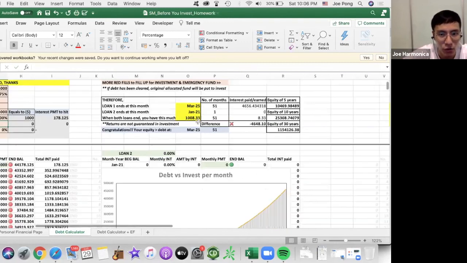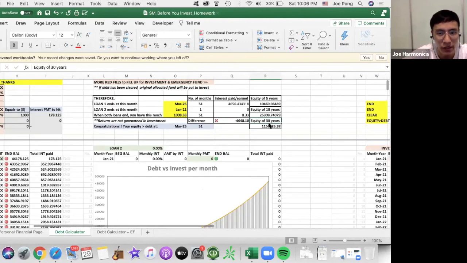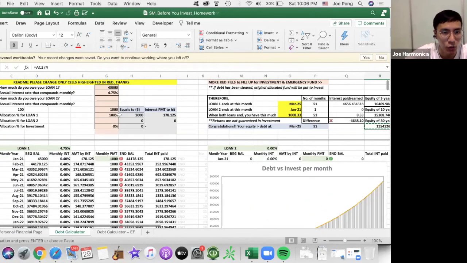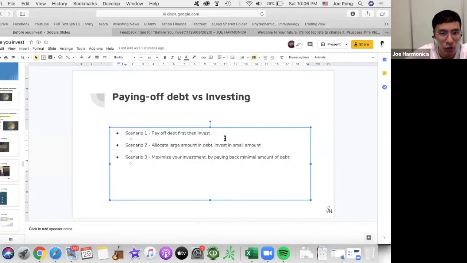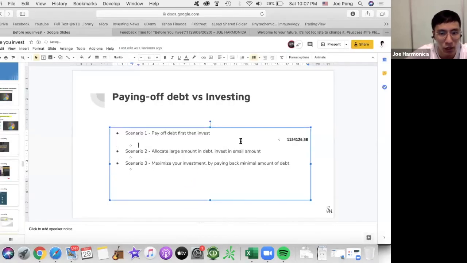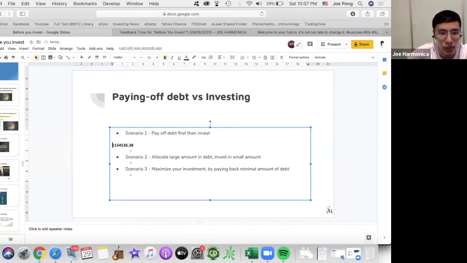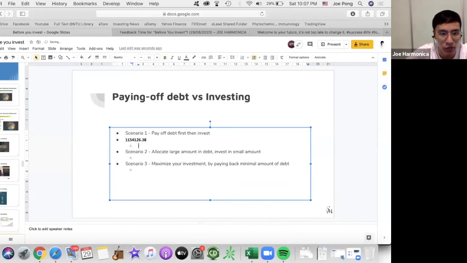Okay, so let us compare in a longer perspective. In 30 years of time, how much cash will you have? How much money do you have if you do this, if you pay off your loans first, then you invest? So in 30 years of time, you have this much. Let me just copy this into scenario 1. All right, in 30 years of time, you have this much money.